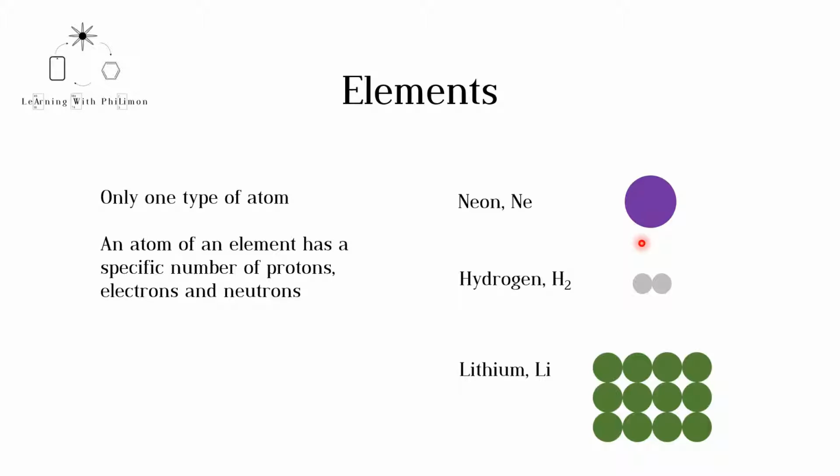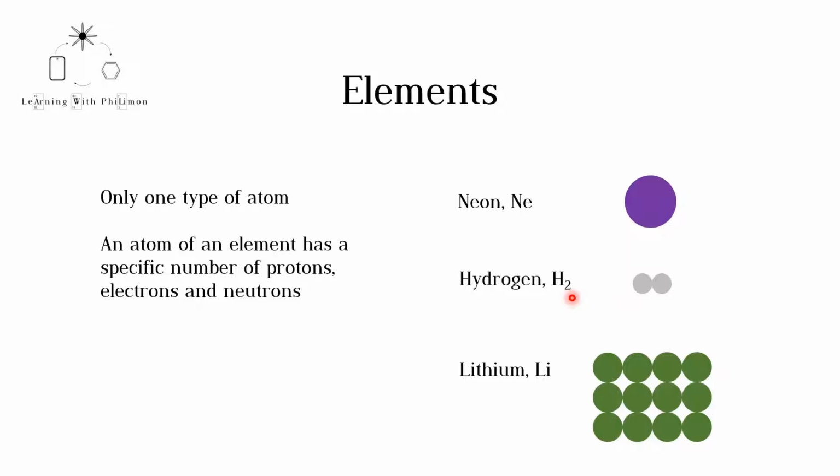However, it is not energetically favorable for atoms of some elements to be by themselves, so they bond with other atoms. Hydrogen, for example, is diatomic, which means that two atoms are bonded together. In this diagram, we see two hydrogen atoms bonded together. The subscript 2 in H2 shows that there are two hydrogen atoms in this molecule. We will define what a molecule is in the next slide.